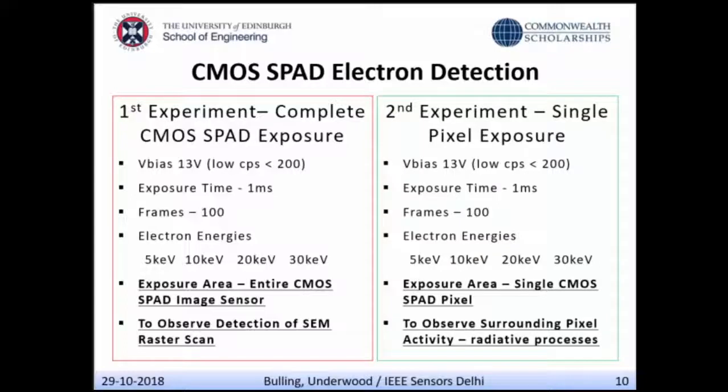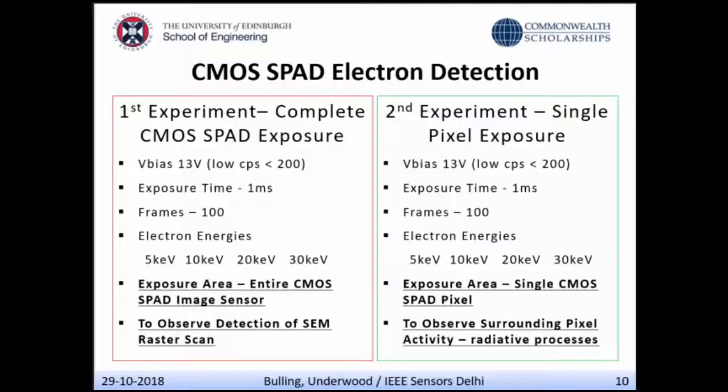And then the second experiment is single pixel exposure, with the same initial parameters, but this time we microfocus the electron beam onto a single pixel. The beam area was 0.2 micron, which is much smaller than the diameter of the actual array. Basically, we wanted to observe what the surrounding pixel activity is as a function of those radiative processes that we expect.